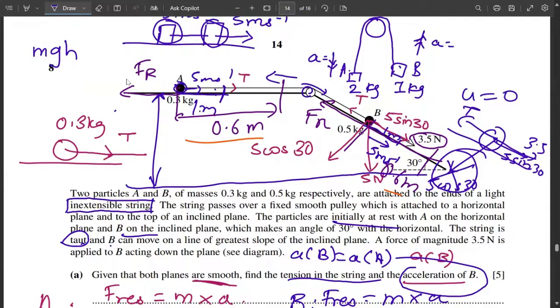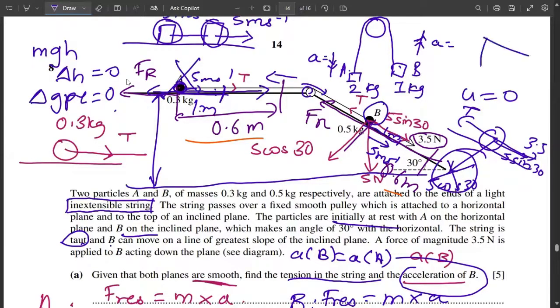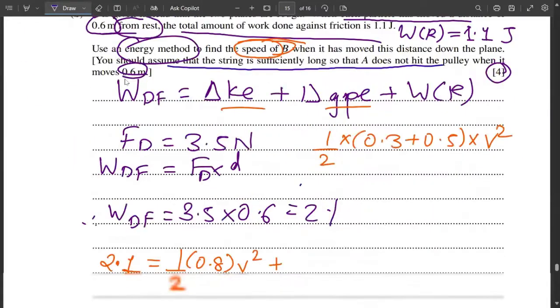Has the height of A changed? No, the height of A has remained constant. So if delta h is 0, then delta GP will also be 0. That means A has no relation with GP. The only relation of GP is with B, because B is moving down here, and so the height is changing. So let's go to that.